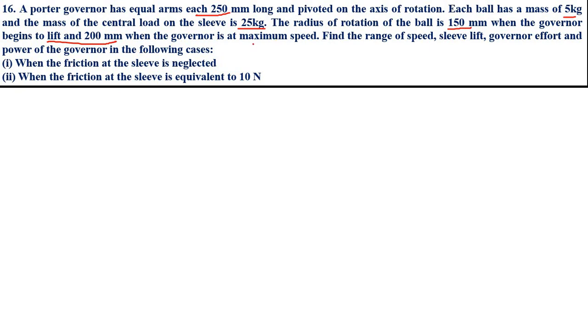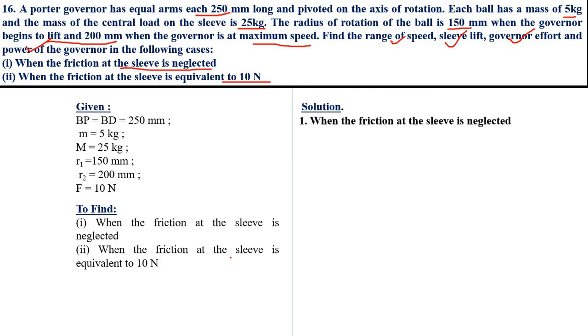When the governor is at maximum speed, find the range of speed, the sleeve lift, the effort and the power of the governor in the following cases. Find both conditions, considering friction and without considering friction. Solution: first, the friction is neglected.